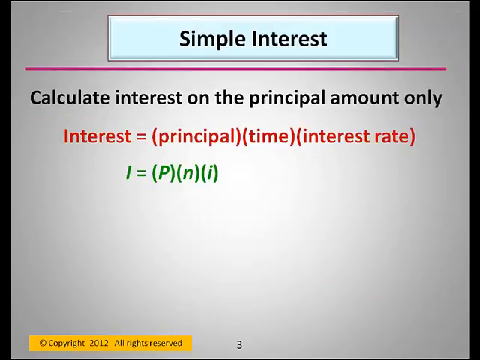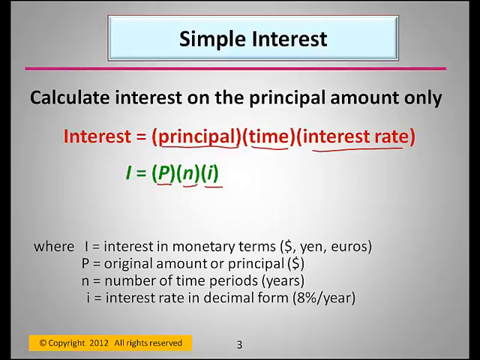Simple interest, I, is based only on the principal. It is the product of three numbers: the principal, P, the number of time periods, N, and the interest rate, i, which is expressed in decimal form. So, I equals PNi. The definition of each term is shown here. The interest rate is expressed in decimal form when used in the relation. For example, 8% per year is expressed as 0.08.